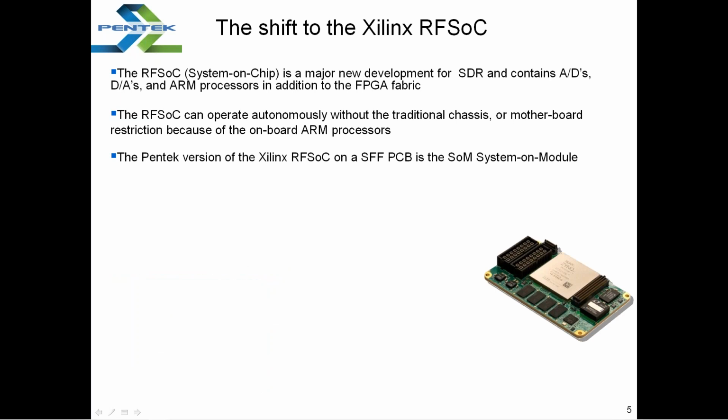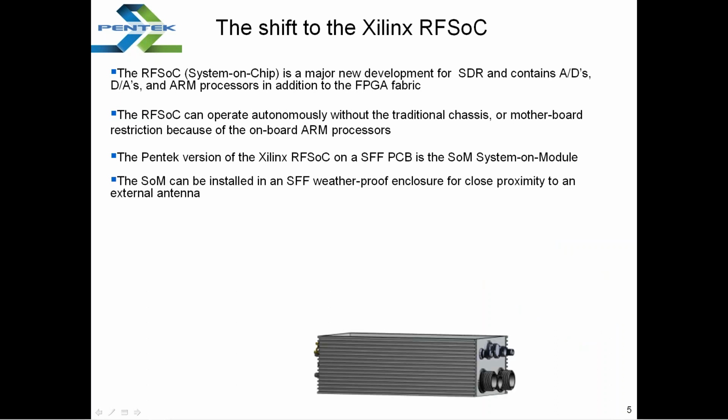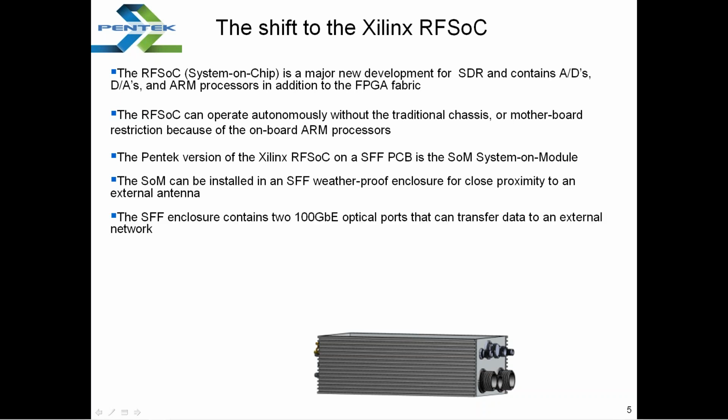At Pentek, we make a version of this device on a small form factor PCB, and we refer to it as the SOM, or the system on module, pictured in the lower right. This SOM can also be installed in a small form factor weatherproof enclosure for close proximity to an external antenna, and that's pictured below. The small form factor enclosure contains two 100 Gigabit Ethernet optical ports that can transfer data to an external network.